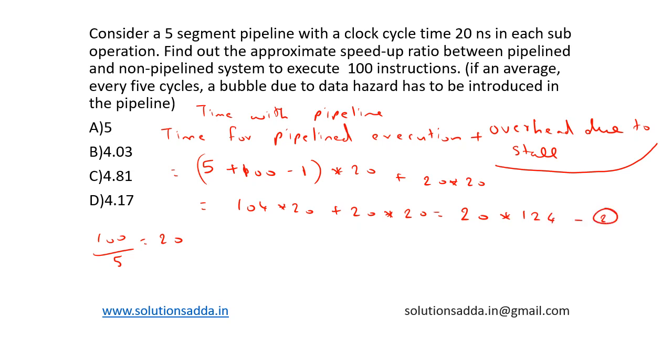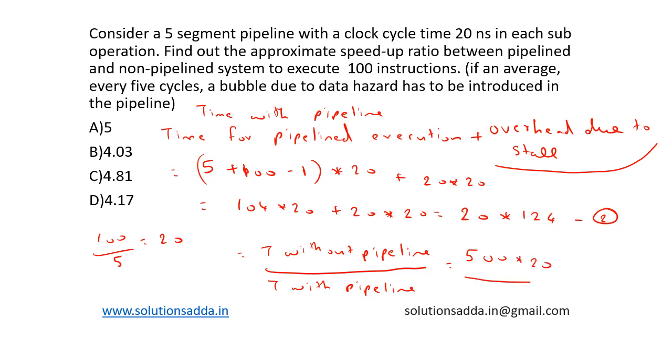Now previously we had noticed that the speedup ratio is the ratio of time without pipeline by time with pipeline. Without pipeline we had 500 into 20 and with pipeline we had 124 into 20. So solving, we will get 4.03. So option B is the correct answer.